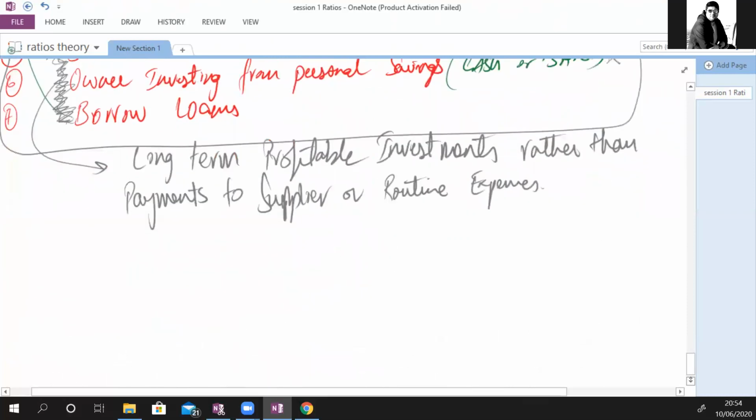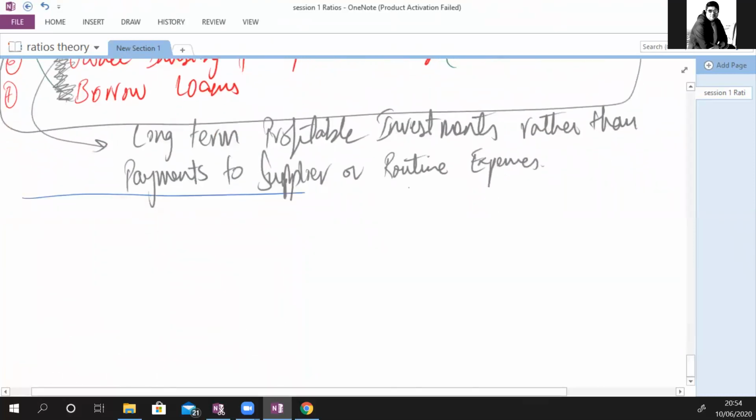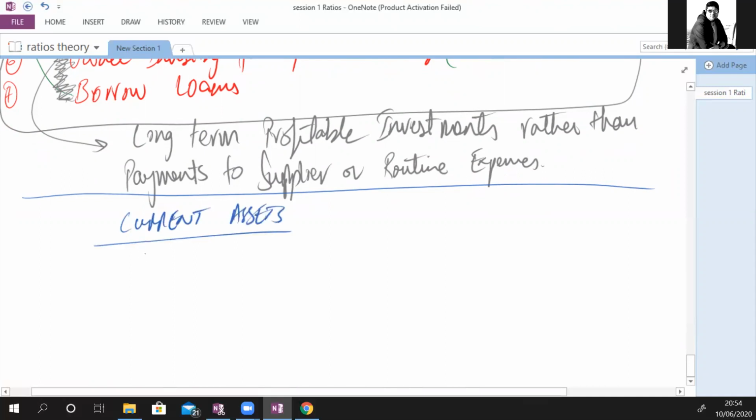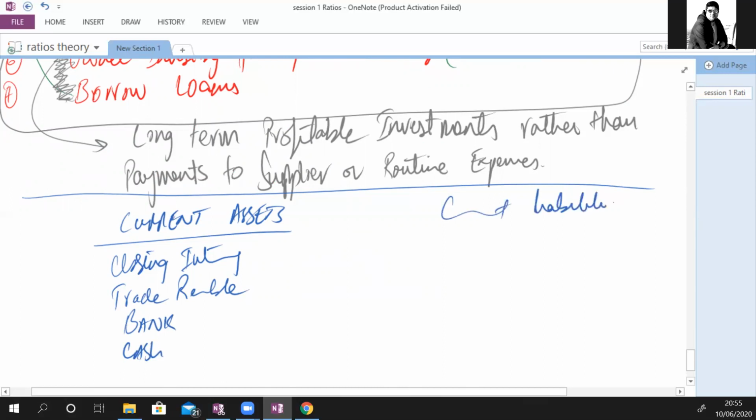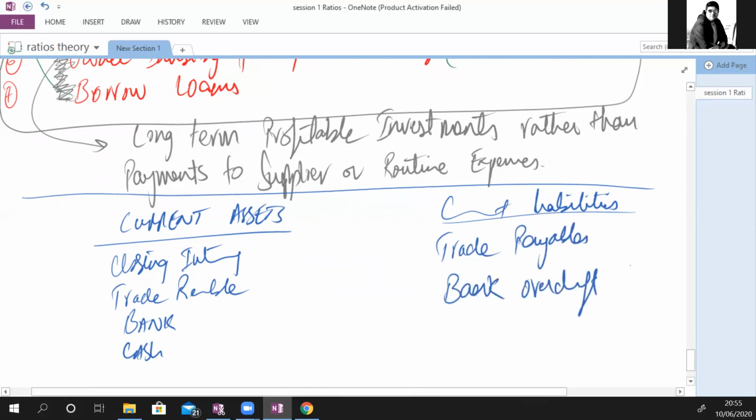Now, moving on to some identification. Your current assets, they're always sequenced in this order: closing inventory, trade receivable, bank, and cash. Your current liabilities, we are ignoring prepaid and accrued expenses right now. Trade payables, bank overdraft. There's just going to be one situation. Either you'll have money in the bank or you'll have a bank overdraft.